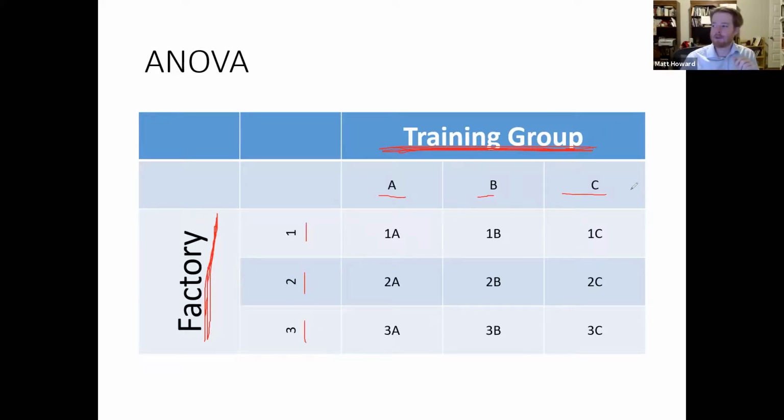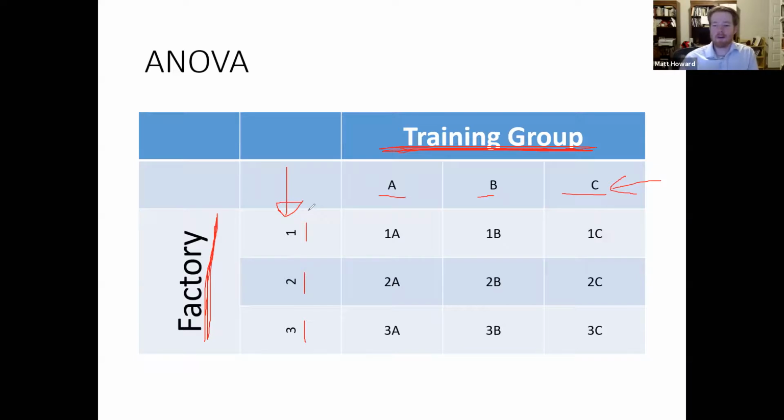So we can perform a two-way ANOVA, and it could tell us that overall there is a significant difference between the training groups, and it could also tell us at the same time that there's a significant difference among the factories. So it could tell us both at the same time.